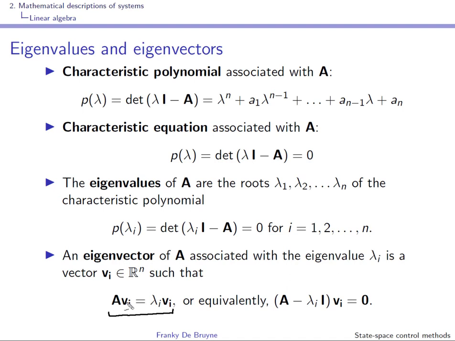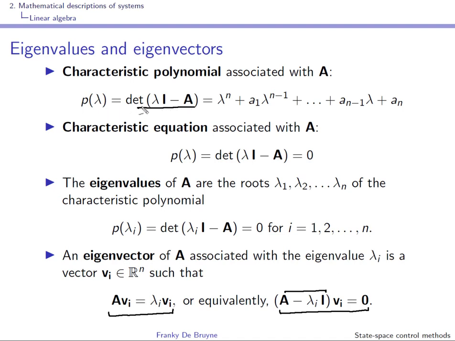parallel to vi itself. This is the definition of an eigenvector, and of course you can rewrite this in this fashion. And for this system of equations to have a solution other than the trivial solution vi equal to 0, of course the determinant of this quantity must be 0. So this is how you find eigenvectors. Well, you find the solution to this equation here.